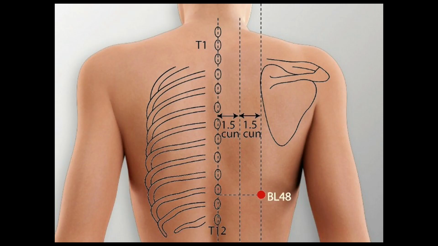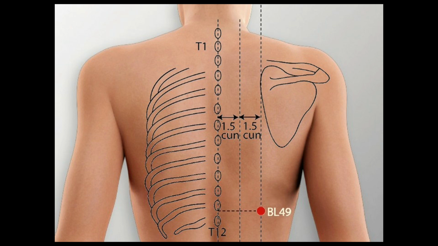Bladder 48, Yanggang, Yang Headquarters. Location: on the back, 3 tsun lateral to the lower border of the spinous process of the 10th thoracic vertebra. Regulates the gallbladder, clears damp heat. Needling, oblique insertion, 0.5 to 0.8 tsun.